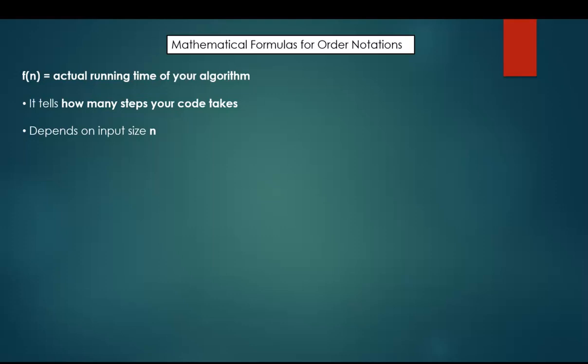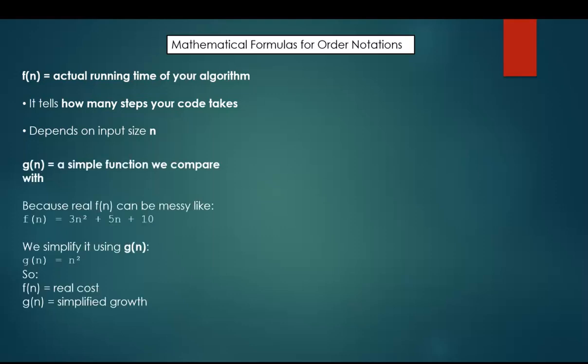Before getting into it, you should understand two key functions, f of n and g of n, in terms of order notations. F of n stands for the actual running time of your algorithm. So what is the actual running time? It tells you how many steps your code takes. We have seen a few examples in the previous video. Everything depends on the input size n.